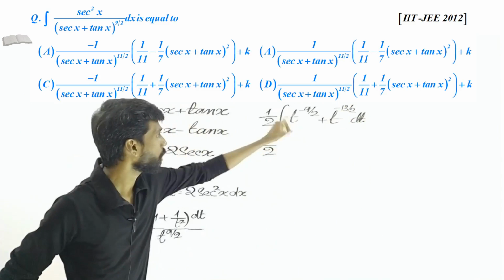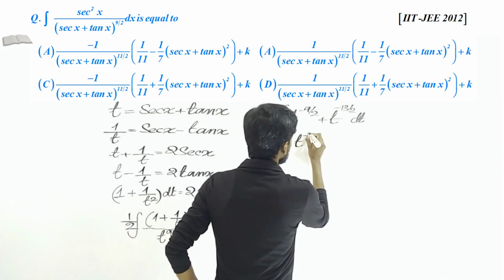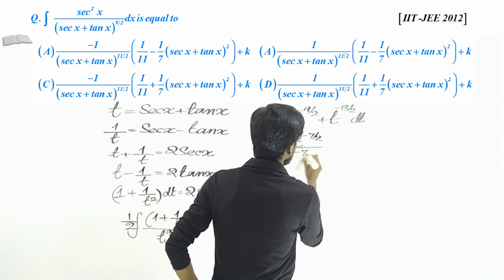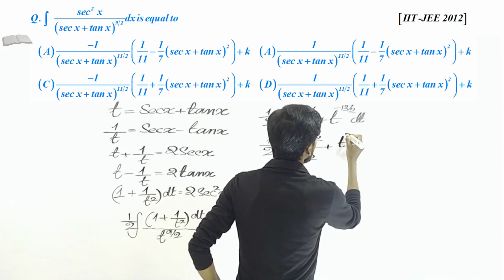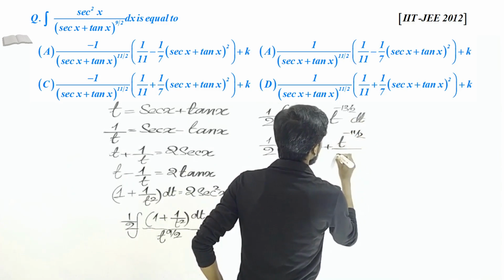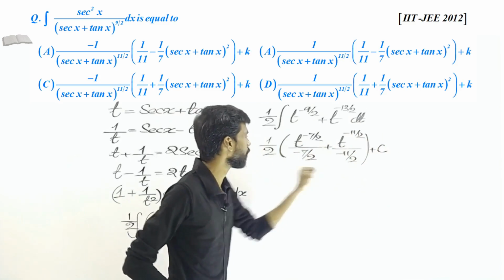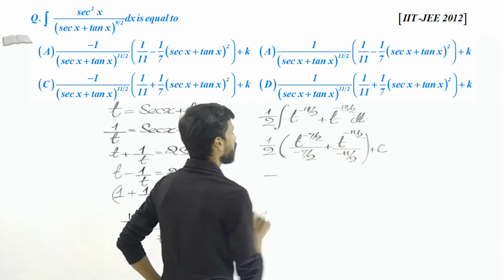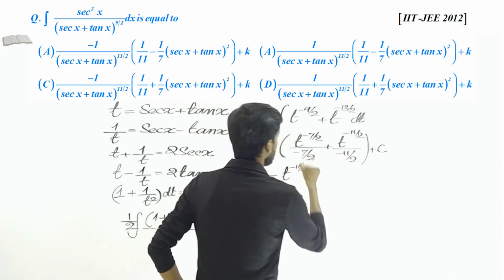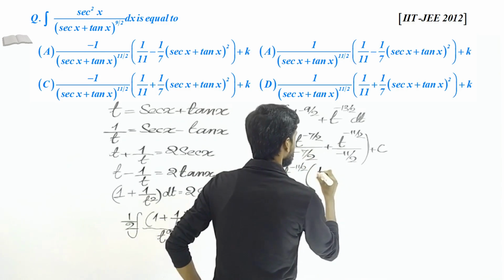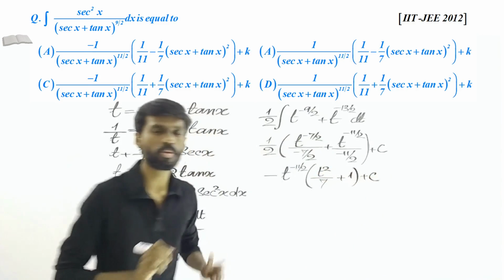So this will be t to the power minus 9 by 2. If you do the integration, we get t to the power minus 7 by 2 divided by minus 7 by 2. Similarly, plus t to the power minus 11 by 2 divided by minus 11 by 2 plus c. Okay, so let's simplify this. This 2 gets cancelled here, so we will get minus of, we can take out the common factor t to the power minus 11 by 2. If you take it out, you will get t square divided by 7 plus 1 plus c. Okay, so that is the integration.